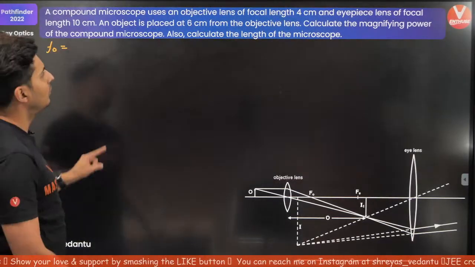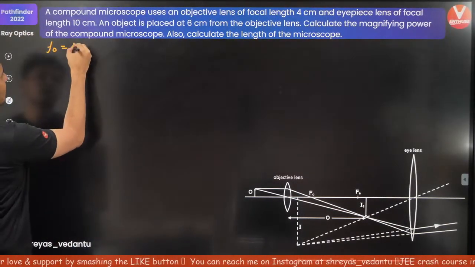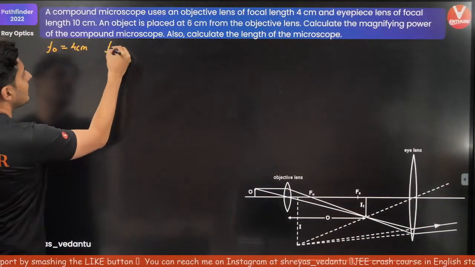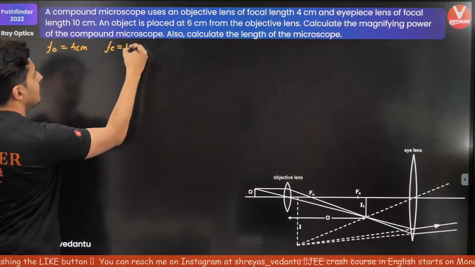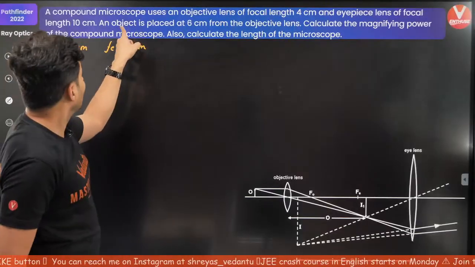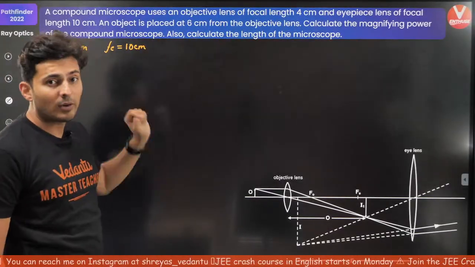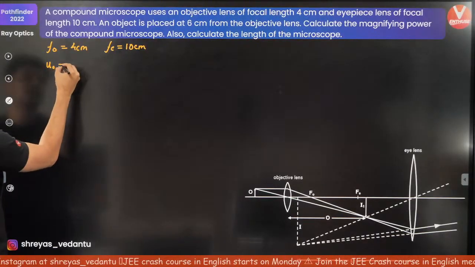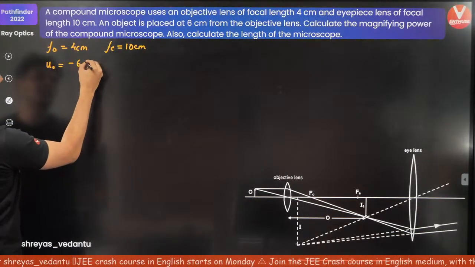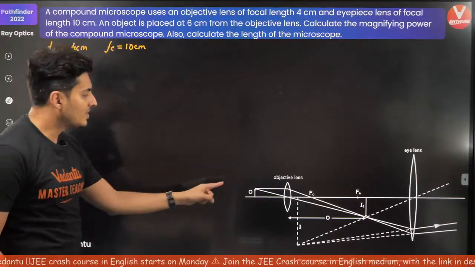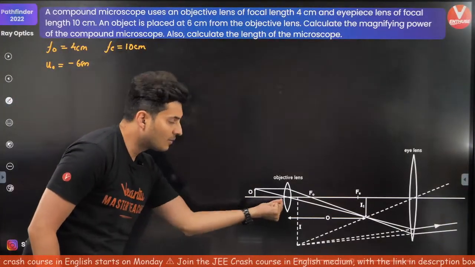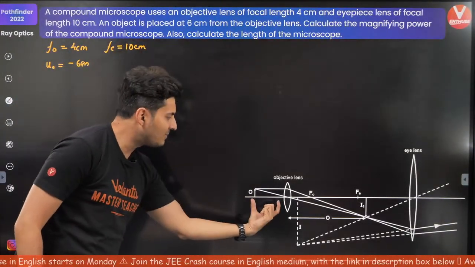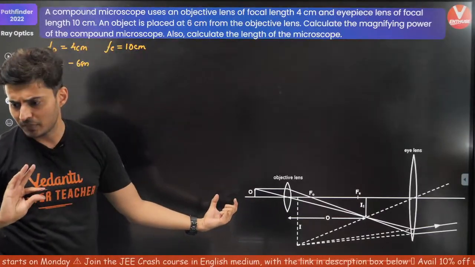FO, objective focal length, is 4 centimeters. FE is nothing but 10 centimeters. The object is placed at 6 centimeters from the objective lens. That means UO is minus 6 centimeters. That means the object is 6 centimeters behind the objective lens, so it is minus 6 by sign convention.